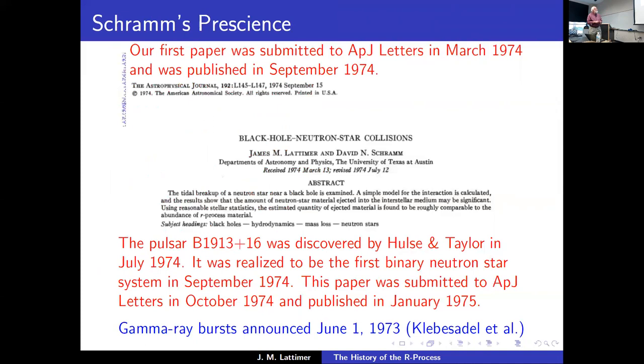So the timing of this was interesting, and I hadn't really appreciated this until recently, but we submitted our paper in March of 74, and it was published in September of 74. The first binary pulsar was discovered by Hulse and Taylor in July of 74, and it was realized actually to be a binary only in September. So the pulsar itself was discovered in July, but realized to be in a binary in September. And then finally it was submitted in October and published in January of 75. So Schramm had this idea well before any observational information about binary neutron stars had been uncovered.